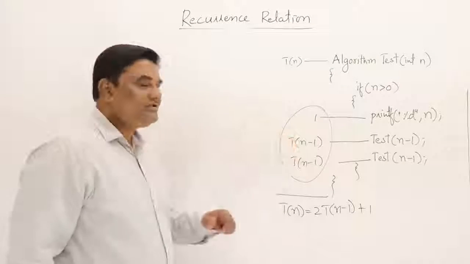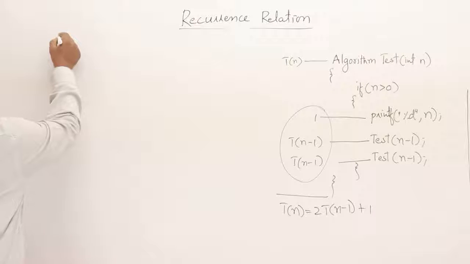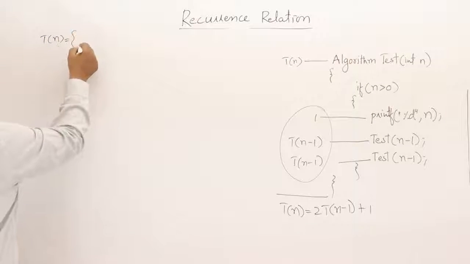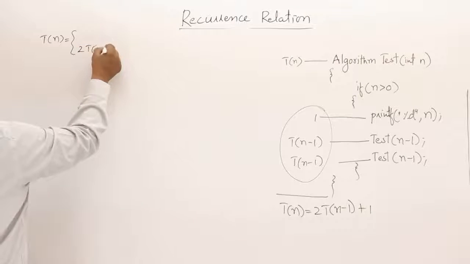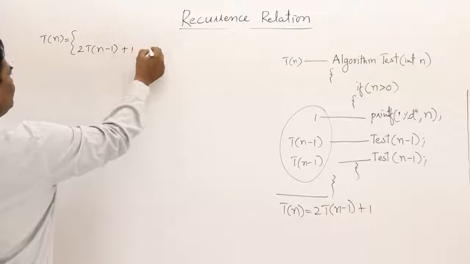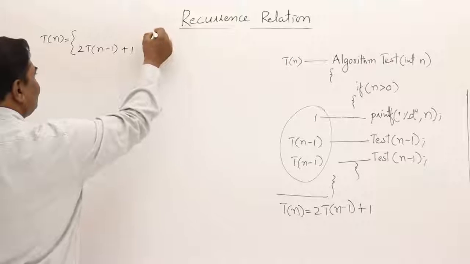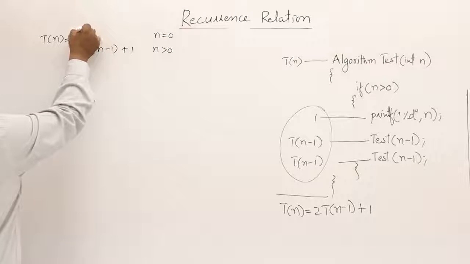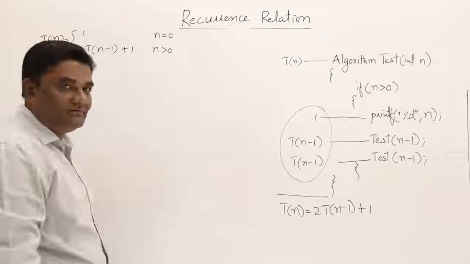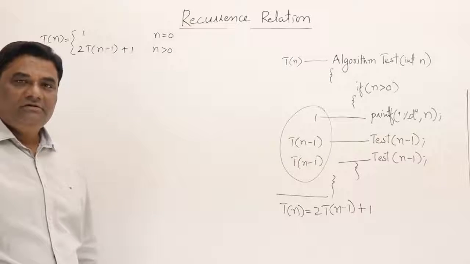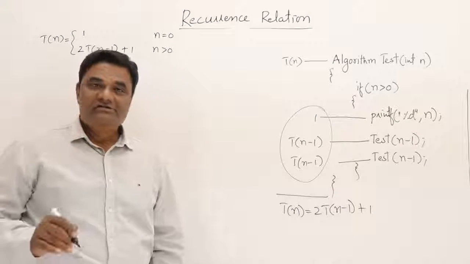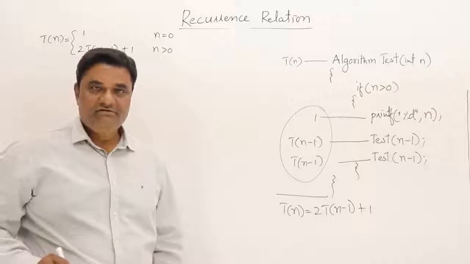Now the recurrence relation will be T(n) is equal to 2T(n minus 1) plus 1 for n greater than 0. And when n equals 0, it is a constant, I take 1. Now let us solve this using the recursion tree method.